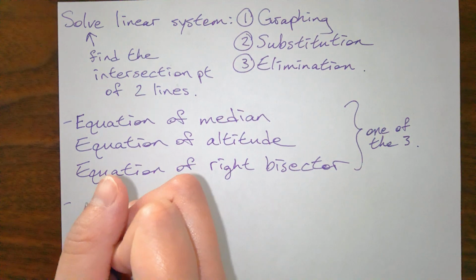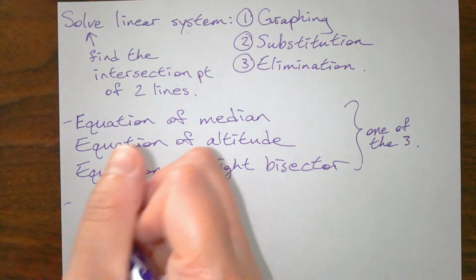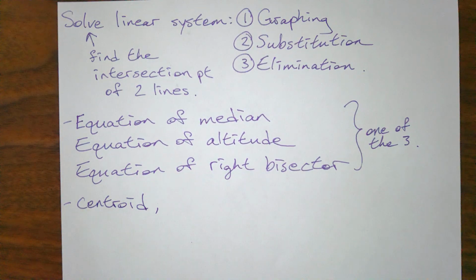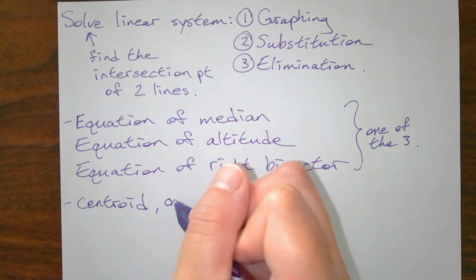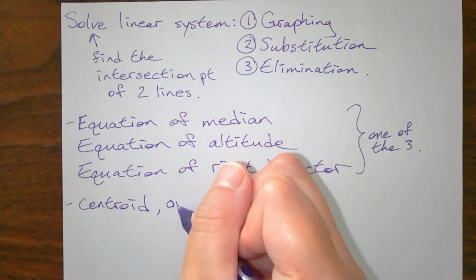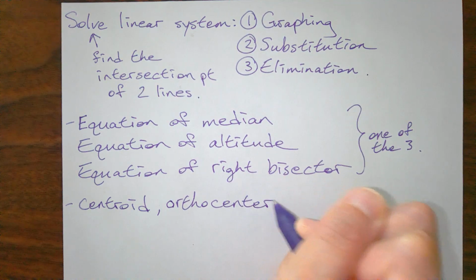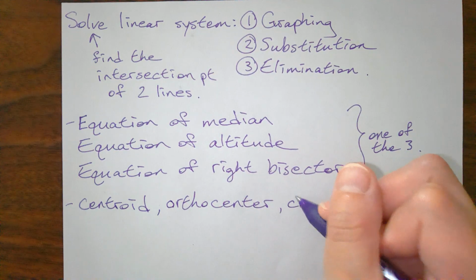So, what are the names? 3 medians meet at the centroid. 3 altitudes meet at the orthocenter. And 3 right bisectors meet at the circumcenter.